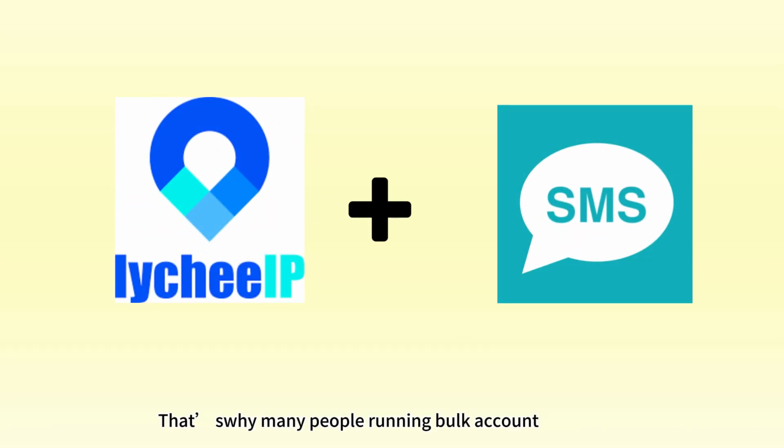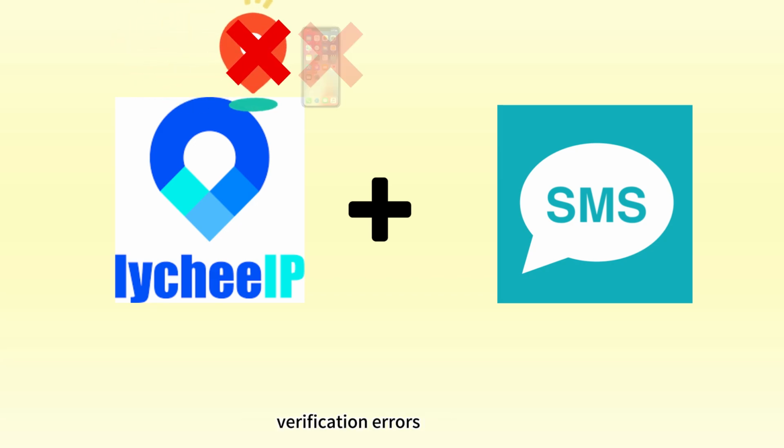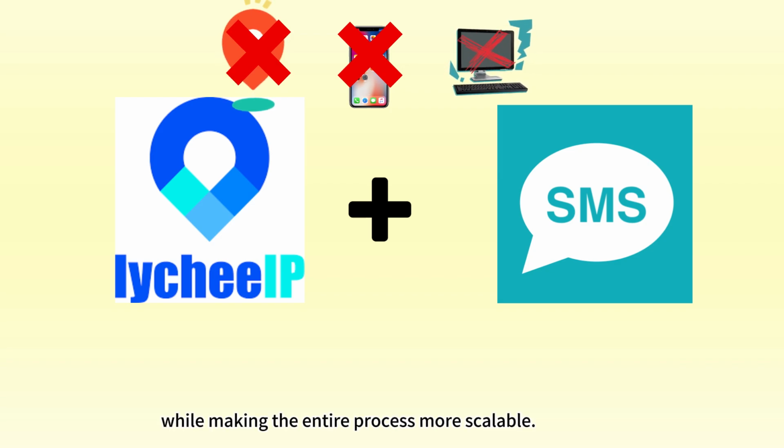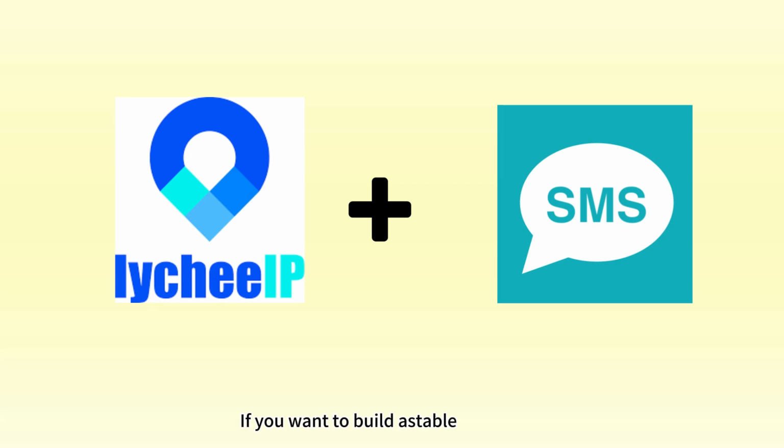That's why many people running bulk account creation or automation workflows rely on the combination of high-quality residential proxies and SMS activation services. This setup not only increases the success rate of registrations, but also reduces IP blocks, verification errors, and account restrictions, while making the entire process more scalable. If you want to build a stable account registration environment, starting with a high-quality residential proxy and combining it with an SMS activation service is usually the best approach.